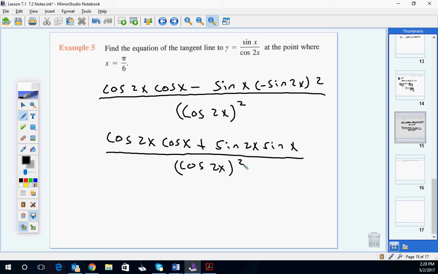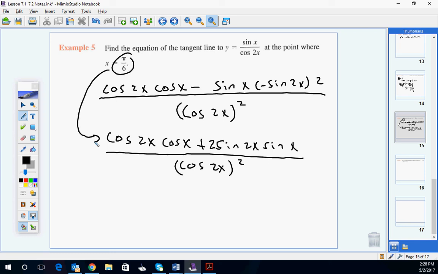Oh yeah, we need the 2. Okay, so now, do I need to simplify this more? I really don't need to. Now we can go ahead and look at pi over 6 here. Put those in because we can figure out what those values are.